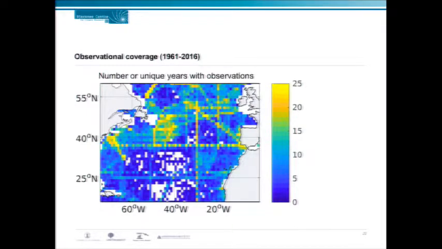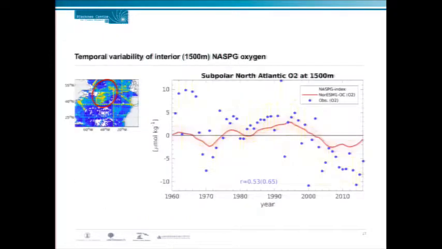This map shows the observational coverage. As I mentioned, this region is well covered in terms of the observations. So the color shows the number of unique years with existing observations in the interior below 1,000 meter depth. So this is from 1961 to 2016. You see this region is actually very well observed. So this is a good location to study the time of emergence and the circulation pattern change.